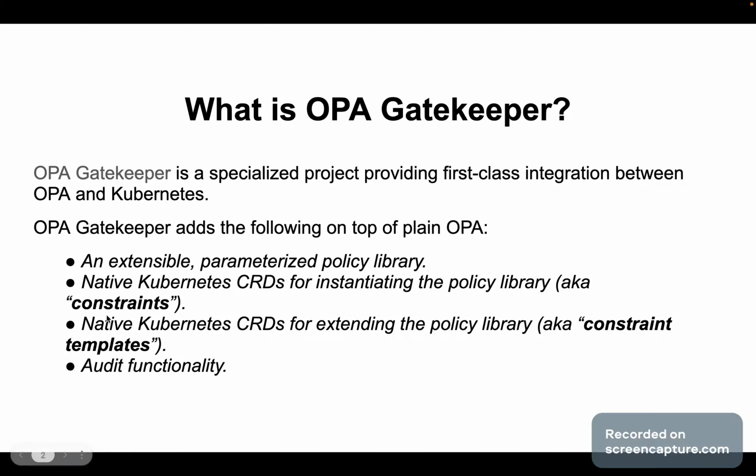First is an extensible parameterized policy library. This library has all the parameters and all the predefined rules which we have to use. After that, we have native Kubernetes CRDs, custom resource definitions, for instantiating the policy libraries, aka constraints. Then we have native Kubernetes CRDs for extending the policy library, aka constraint templates. And then we have audit functionality.